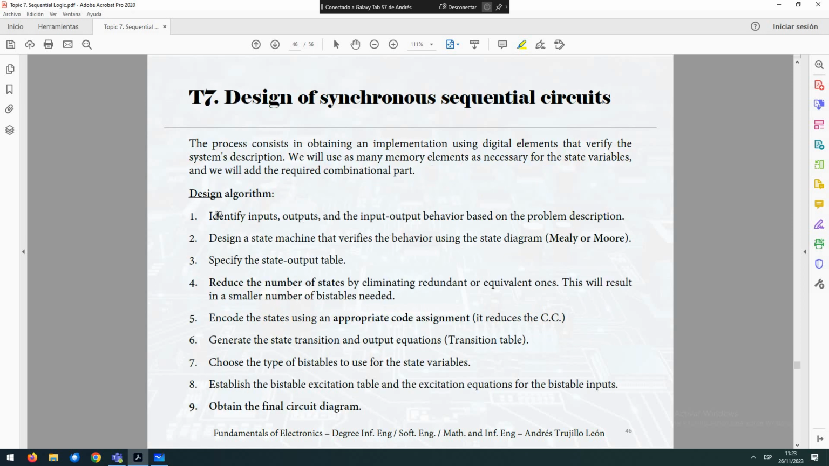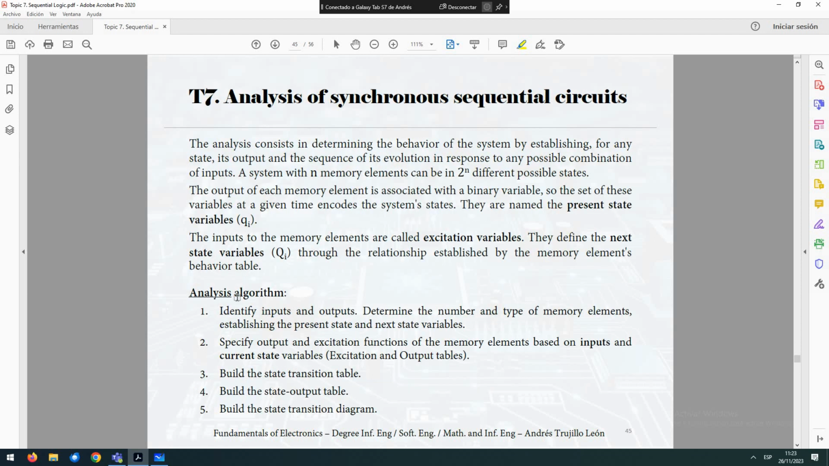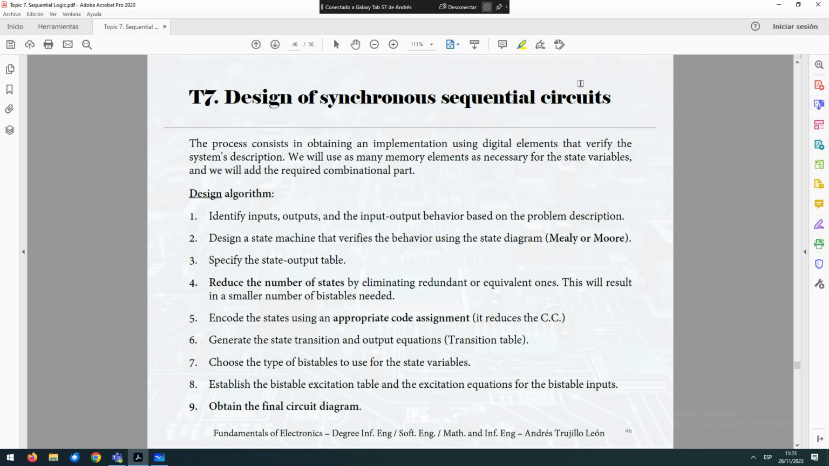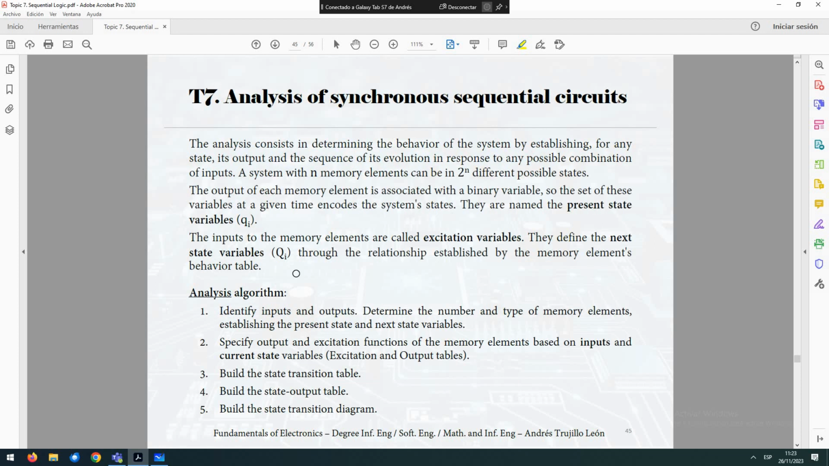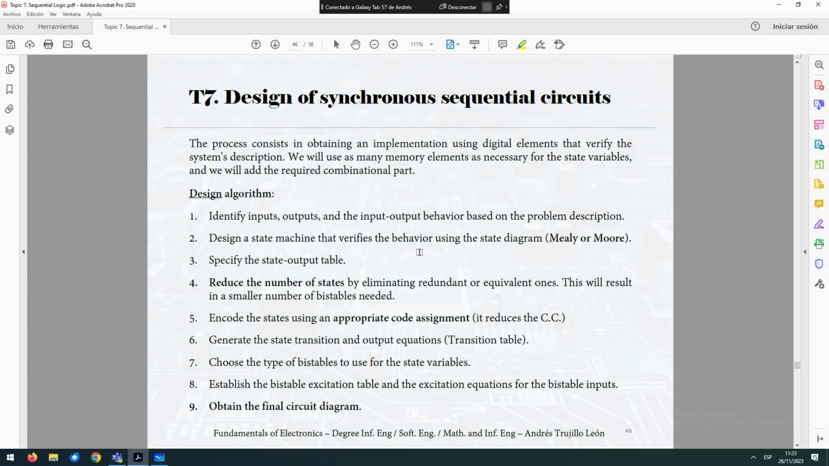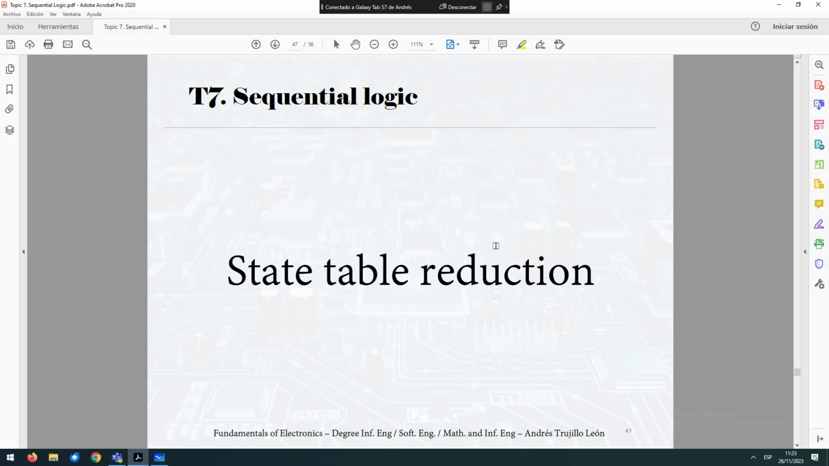We have here two algorithms for the analysis of sequential circuits and for the design of sequential circuits. We are going to use these slides in the exercises to verify that we are completing every step. But before, I need you to understand these two tools that we have to apply in the design of a sequential circuit.